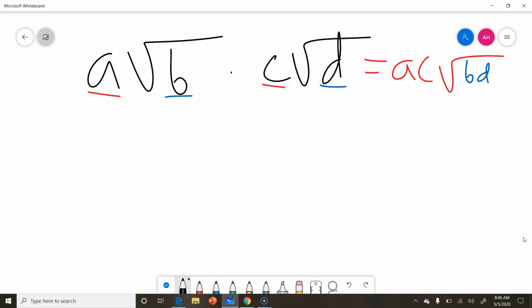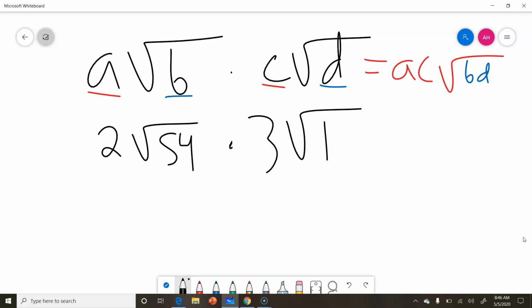Let's do this one, 2 times the square root of 54 times 3 times the square root of 15. Okay, so this one's quite easy, right, to do on the outside part. We take 2 times 3, that's 6. So we know 6 is a match, he's outside. Now we got to do our prime tree of this guy. 54 is 9 and 6, right?